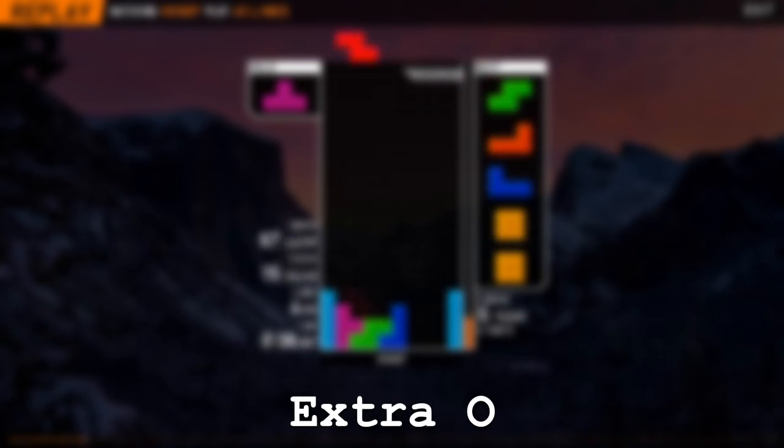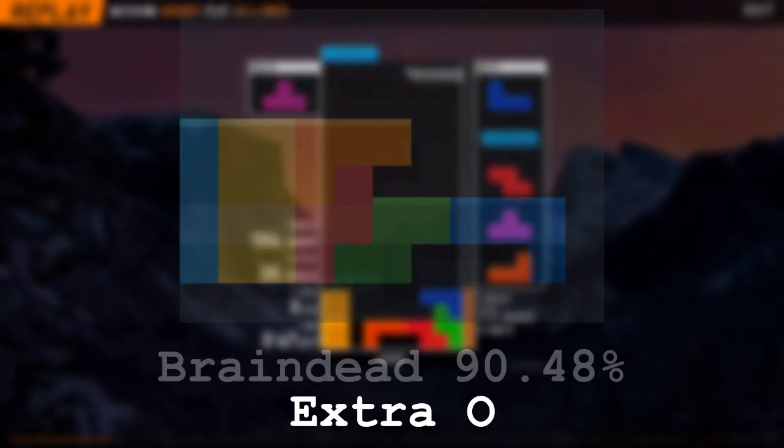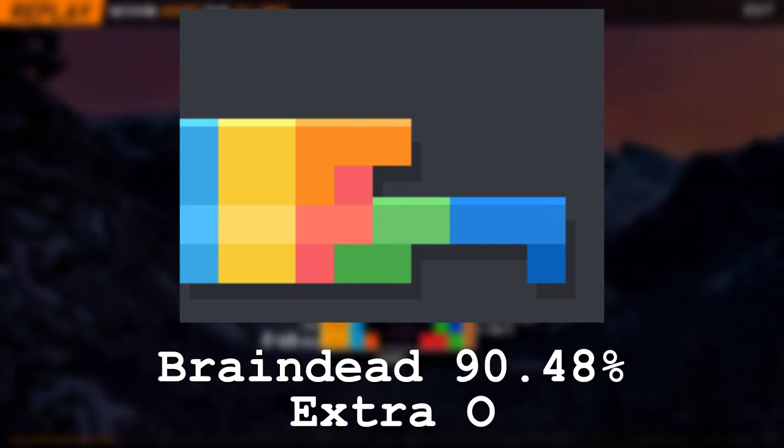If you have an extra O in your third PC, look for a 2-line opportunity. It will lead you to TSC 7th, which is one of the easiest 7ths if you know it. If you are new to this, I would recommend learning Brain Dead first. It is a 7-piece setup that has a 90% solve chance. Here are some other setups that you could possibly do.